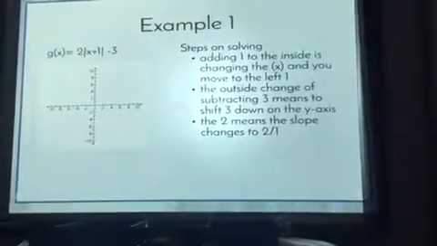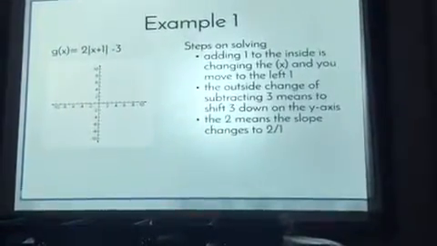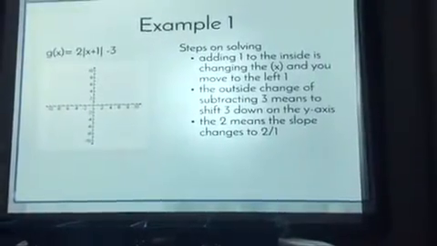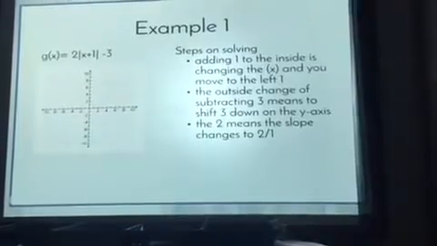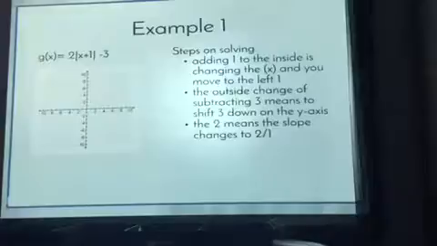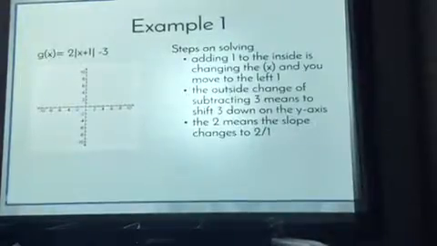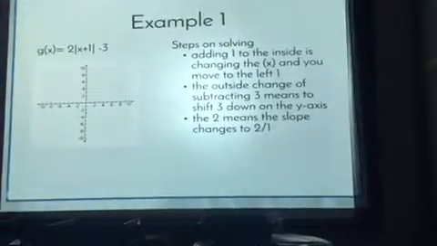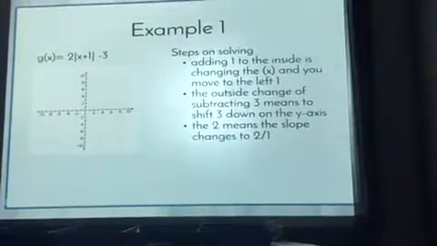Example 1. g(x) = 2|x + 1| - 3. The steps on solving are adding 1 to the inside, changing the x, and you move to the left by 1. The outside change is subtracting 3, which means that you shift 3 down on the y-axis. And the 2 means the slope changes to 2 over 1.